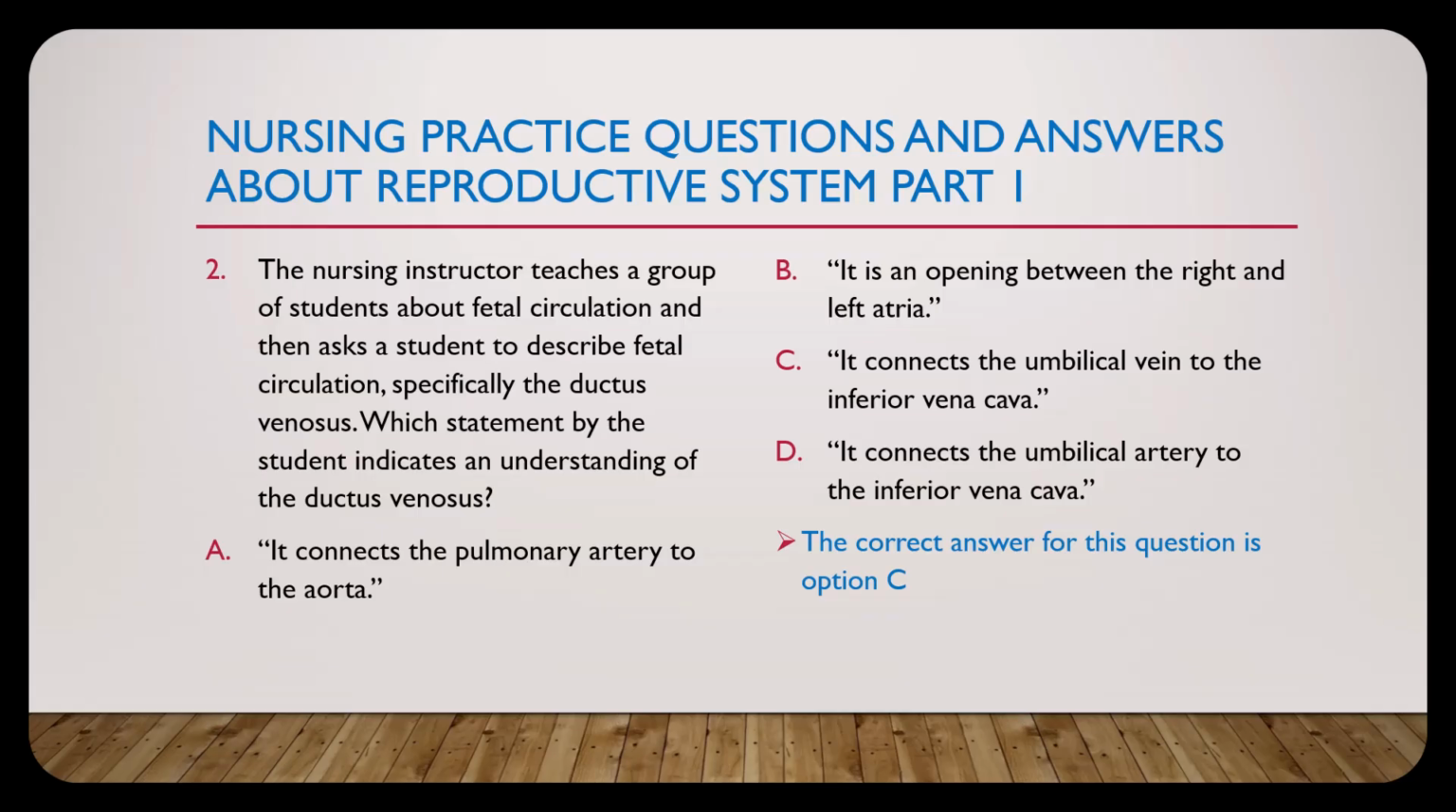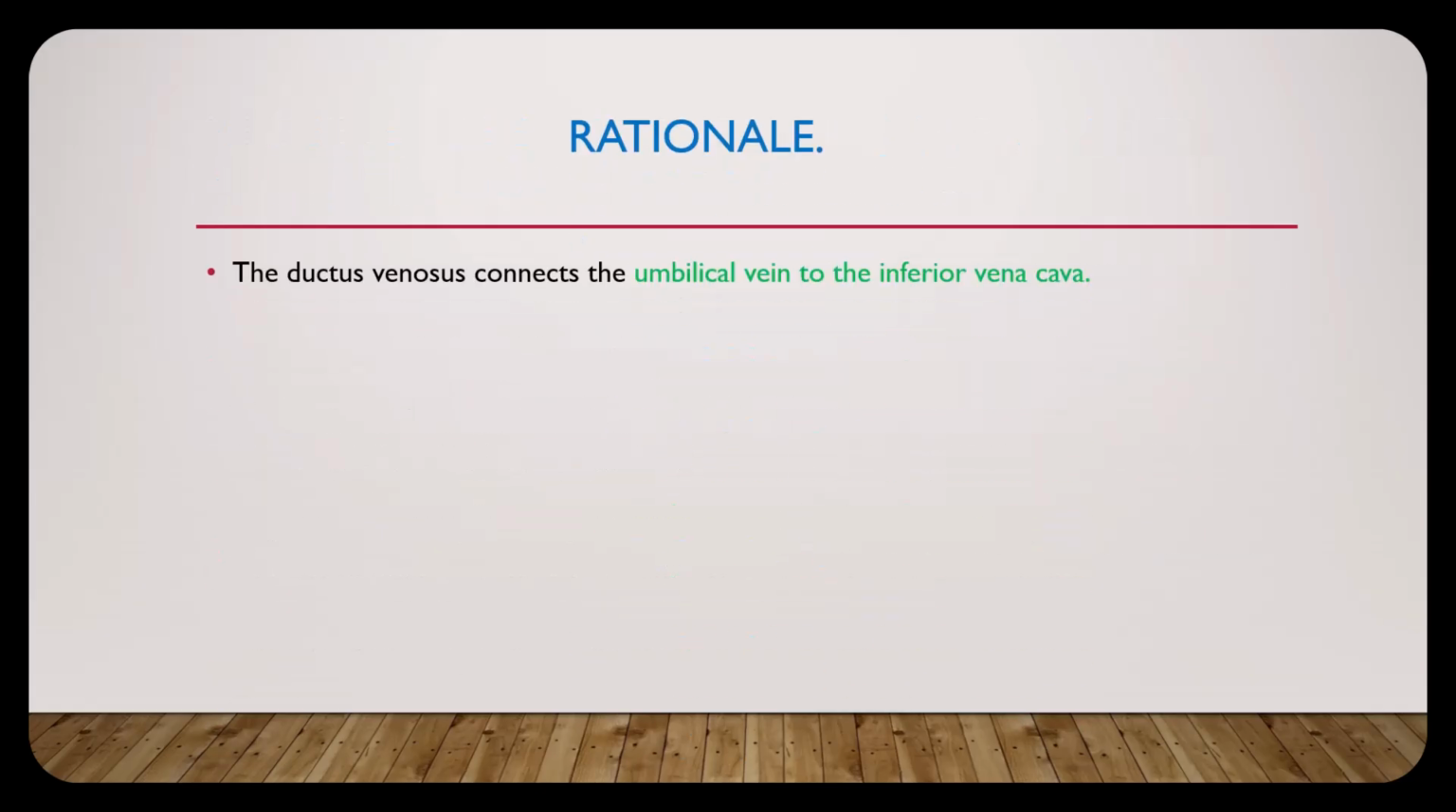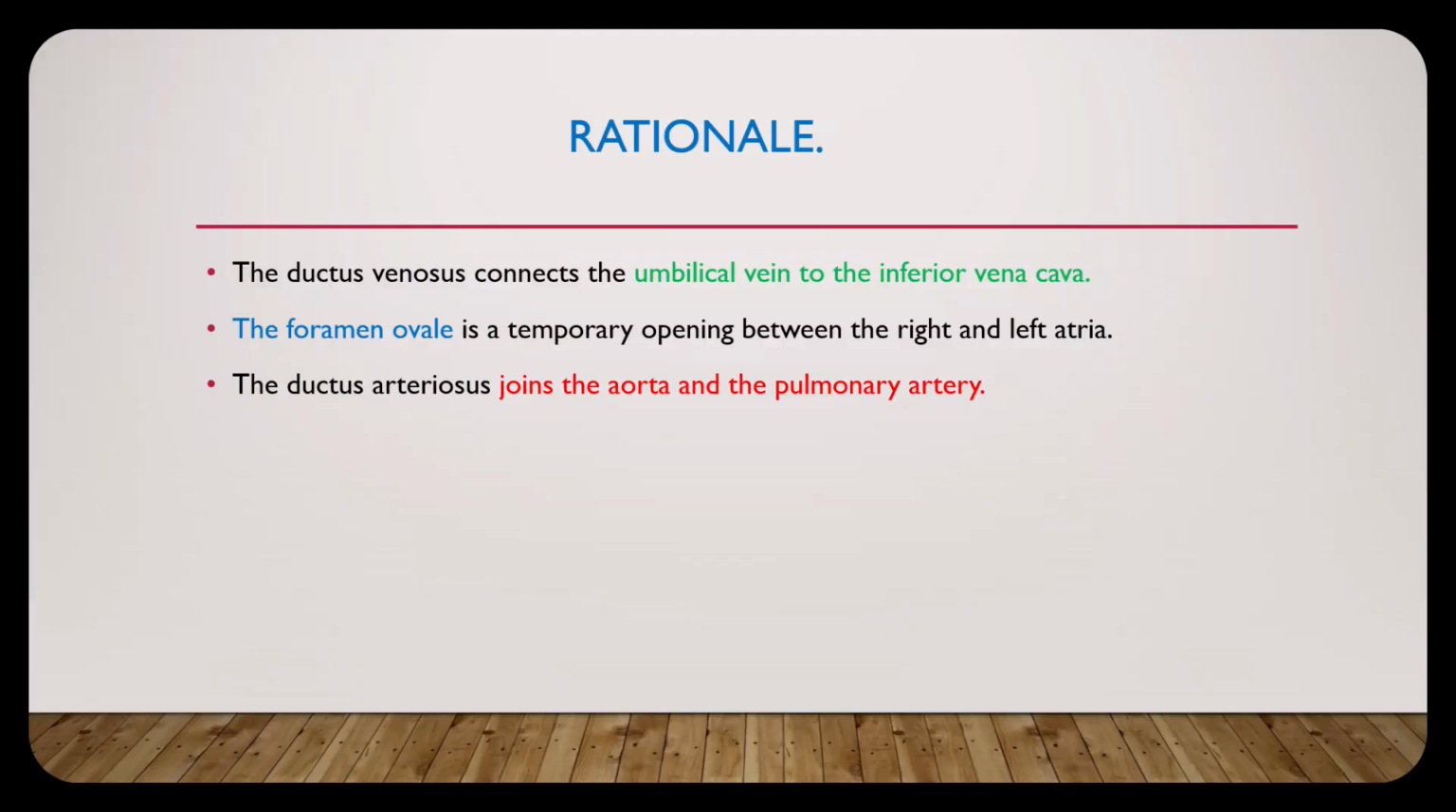Now let's move to the rationale. The ductus venosus connects the umbilical vein to the inferior vena cava. The foramen ovale is a temporary opening between the right and the left atria. The ductus arteriosus joins the aorta and the pulmonary artery.